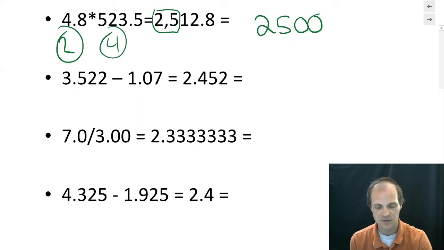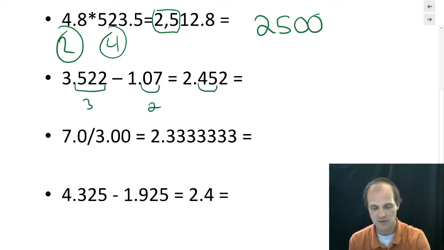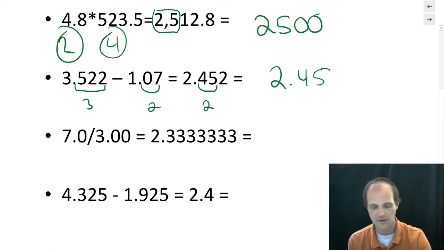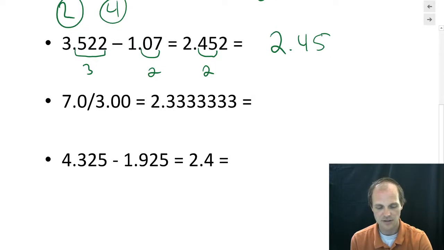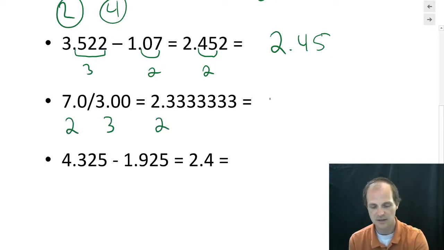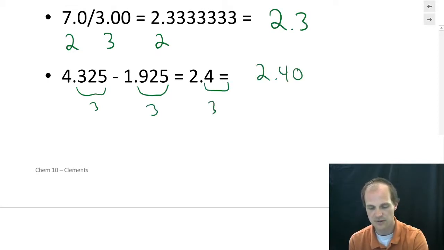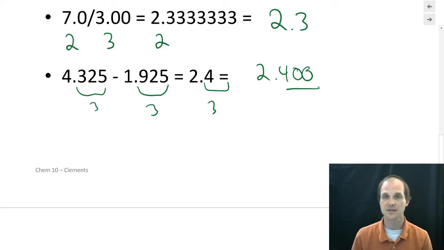Here, subtraction, we're just looking at digits after the decimal, 3 and 2. So we're only allowed 2, and we get 2.45. Here, division, we're counting sig figs, 2 and 3. We're only allowed here 2, and we get 2.3. Here, 4.325 is 3. Here's 3, which means we get 3 here, and we get 2.400. Adding those zeros at the end in order to get enough digits after the decimal.